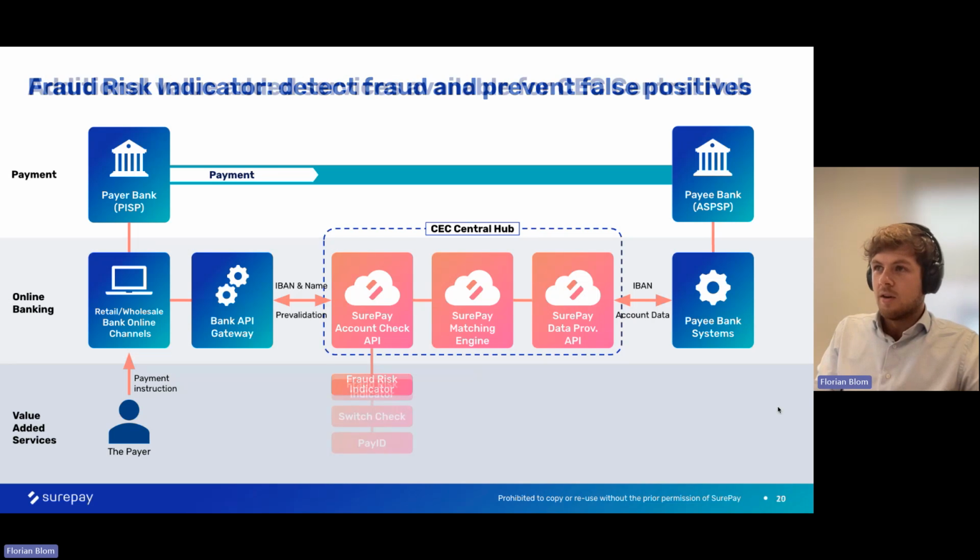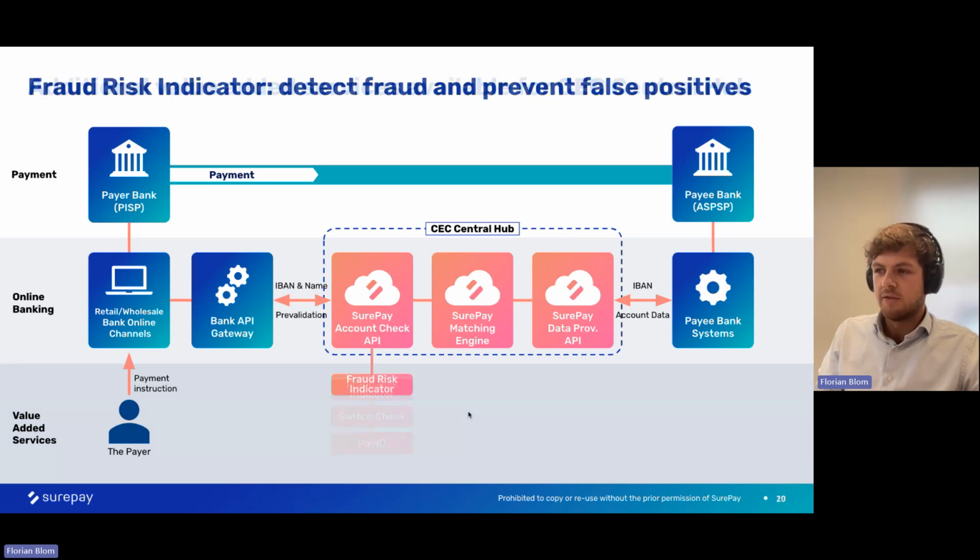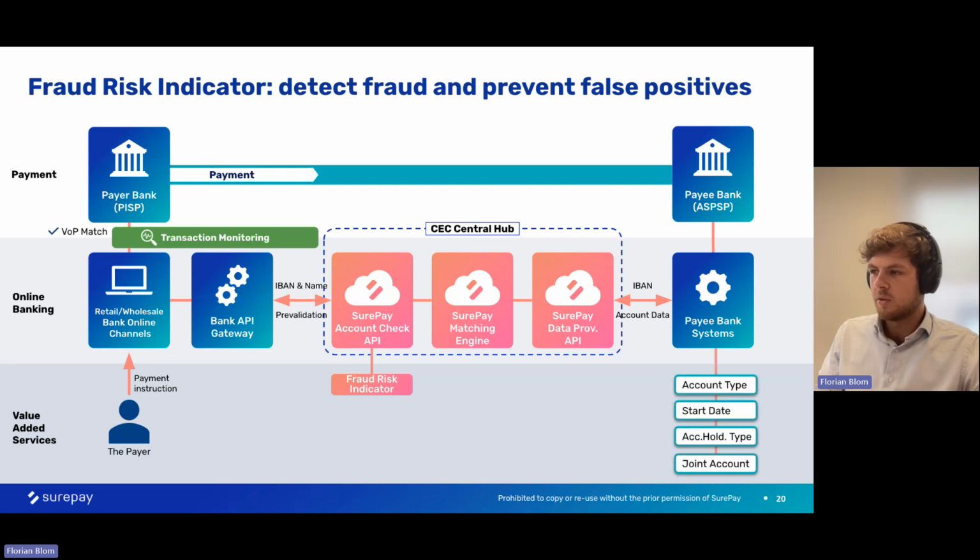We also allow for some additional services. There's 3 in here, but I want to cover 2 right now. The first is the fraud risk indicator. We actually have quite some banks that use the additional data points in their transaction monitoring. As far as I know, transaction monitoring is a lot based on business rules. So the more data we can give banks to make the right judgment call, whether they want to allow a payment, yes or no, the better.